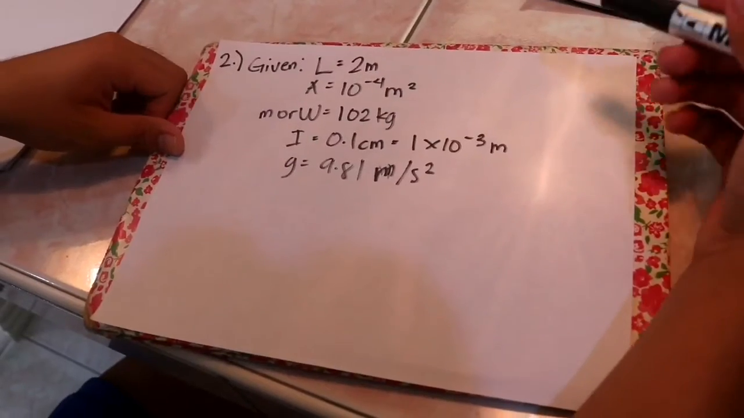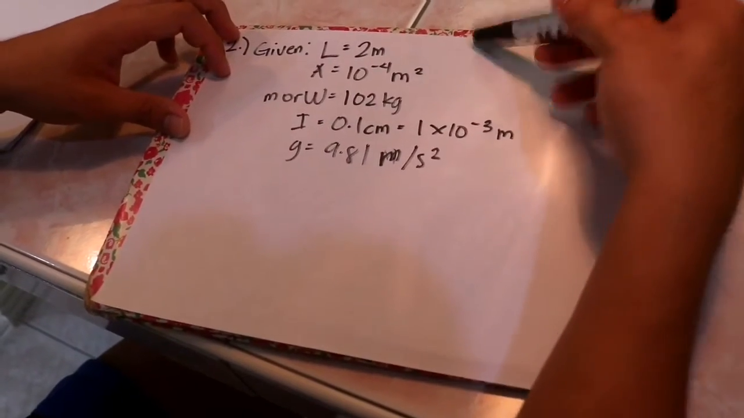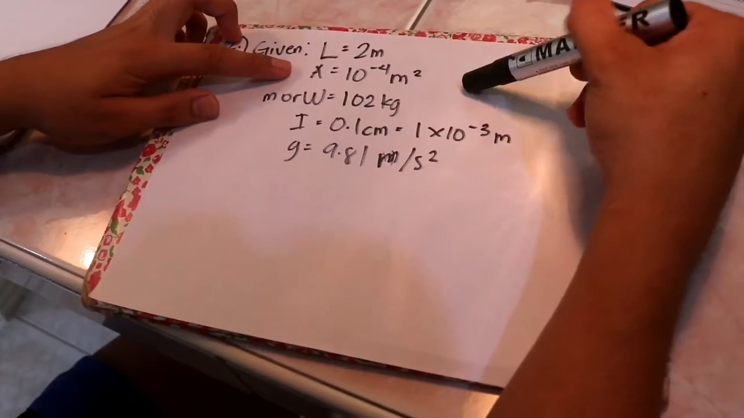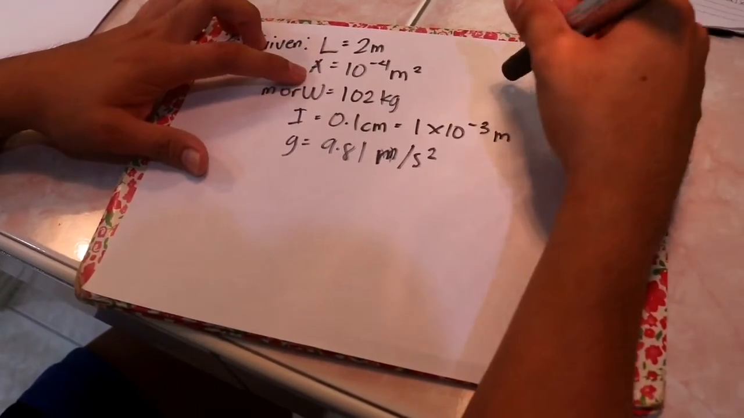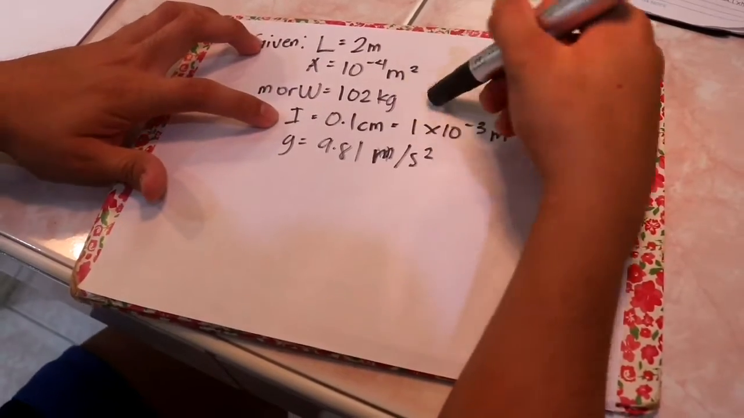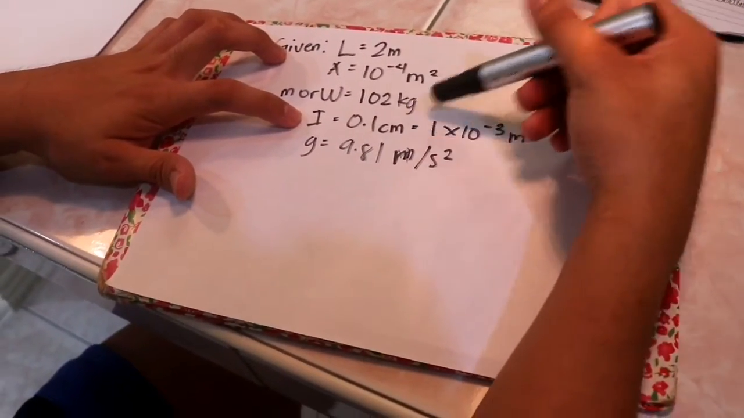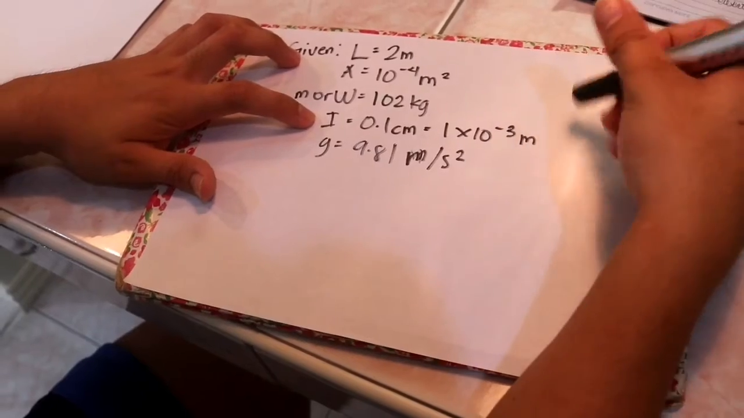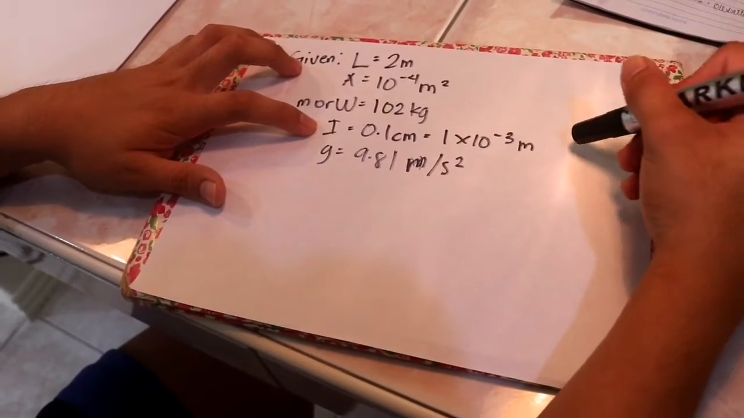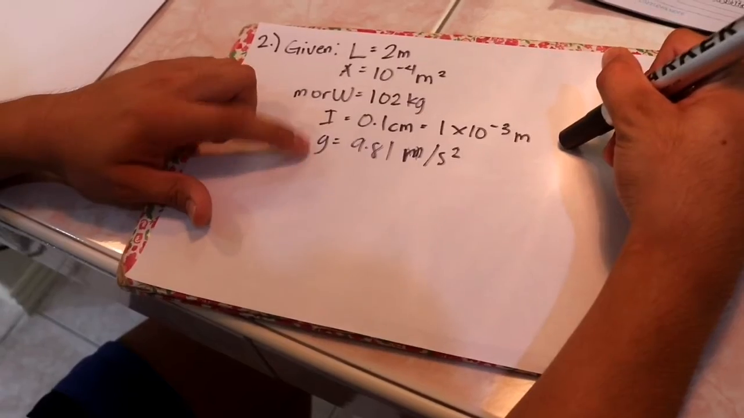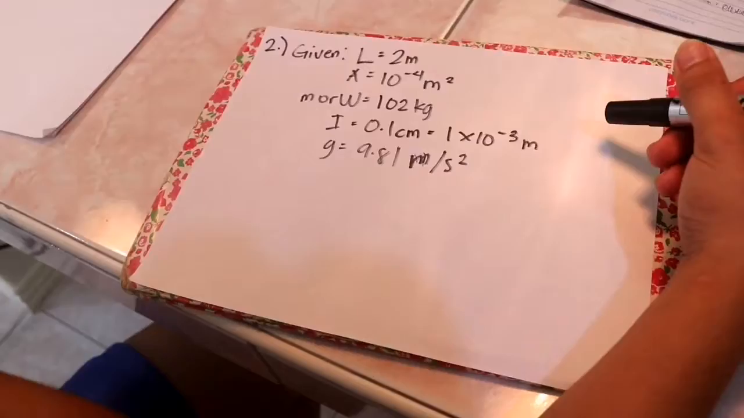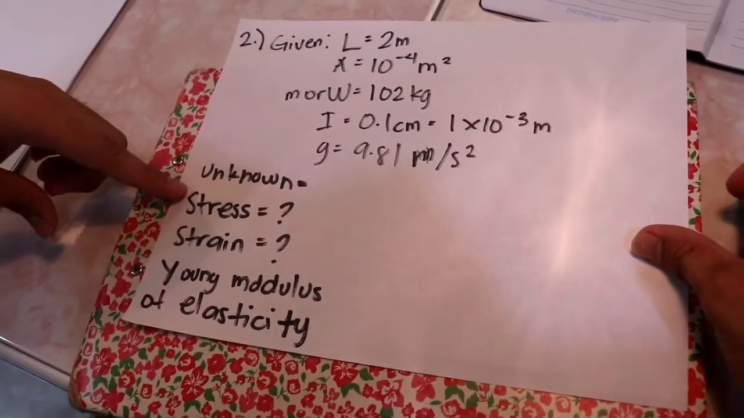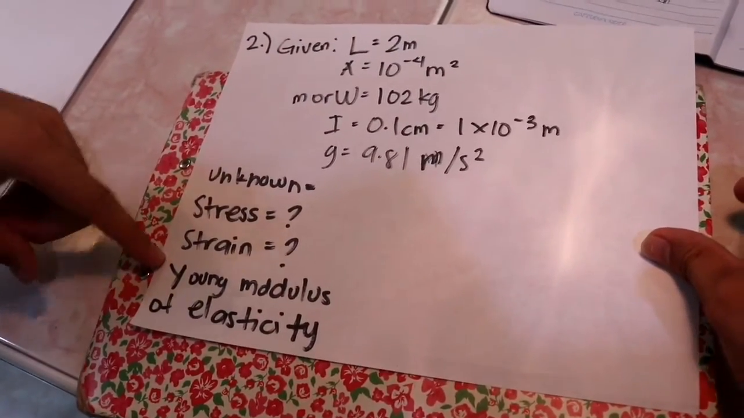So for example number 2, come on, let's solve. The given is the length, which is 2 meter, the area, which is 10 raised to negative 4 square meter, the mass of 102 kilograms, the increased length of 0.1 centimeter, or 1 times 10 raised to negative 3 meter, and the gravitational acceleration, 9.81 meter per second squared. The unknown is the stress, strain, and Young modulus of elasticity.